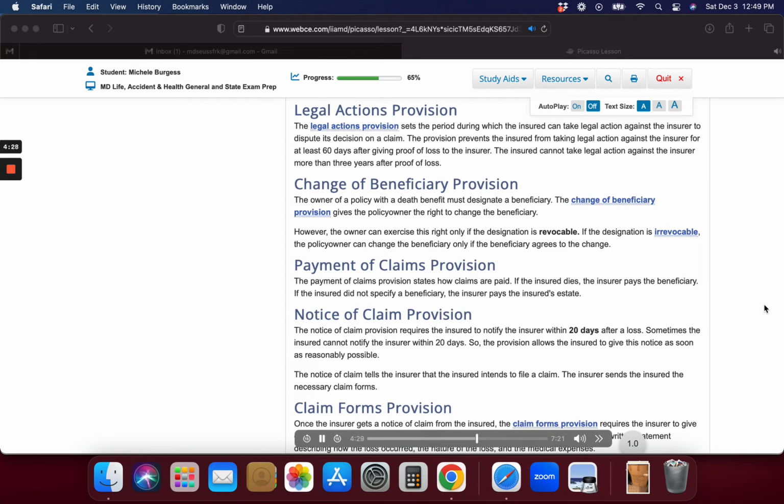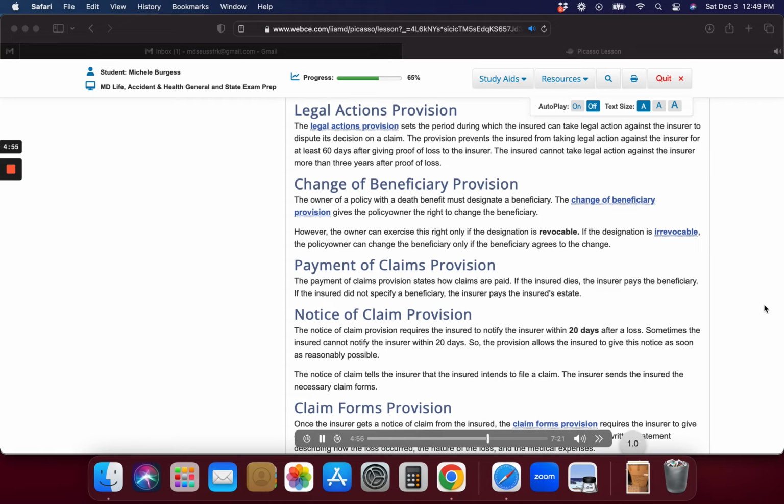Notice of claim provision. The notice of claim provision requires the insured to notify the insurer within 20 days after a loss. Sometimes the insured cannot notify the insurer within 20 days. So, the provision allows the insured to give this notice as soon as reasonably possible. The notice of claim tells the insurer that the insured intends to file a claim. The insurer sends the insured the necessary claim forms.